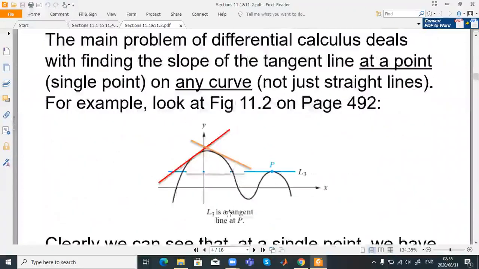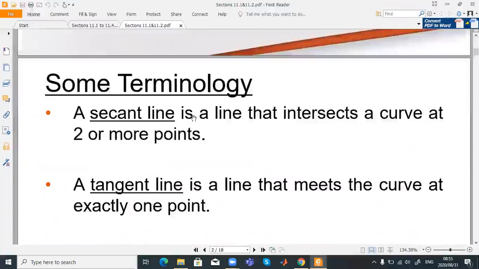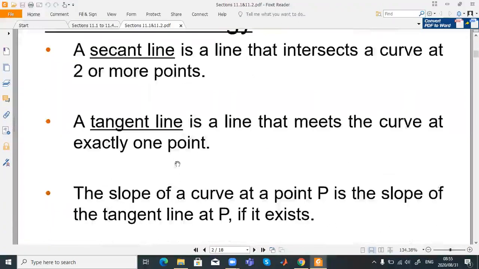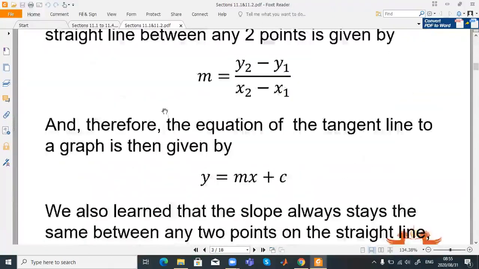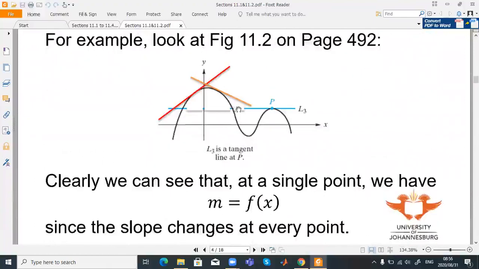Okay, so this diagram just gives an illustration of what is called a tangent, what is called a secant line, and what is called a slope. If a line meets a curve at exactly one point, it is called a tangent line. If it meets it at 2 points, it is called the secant line. I will give more illustration of this in the notes that I'm going to upload later.